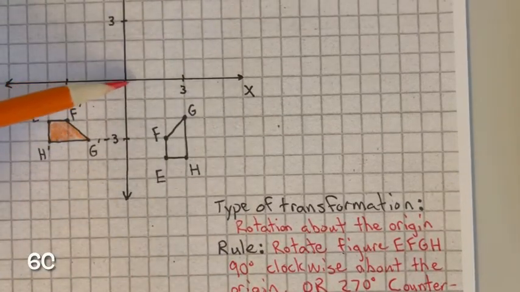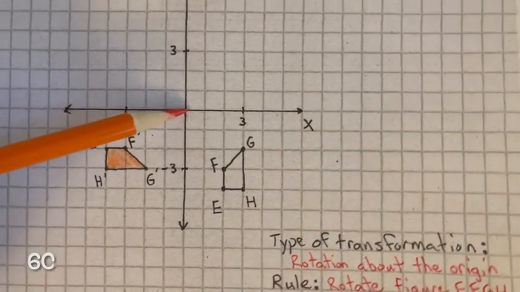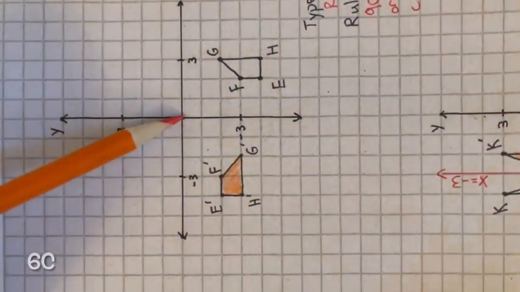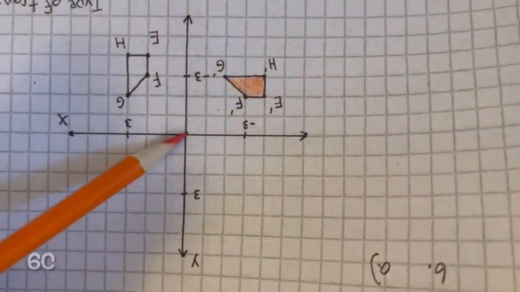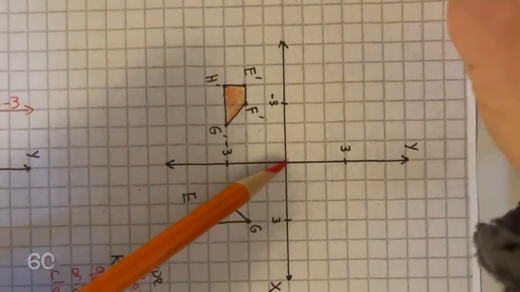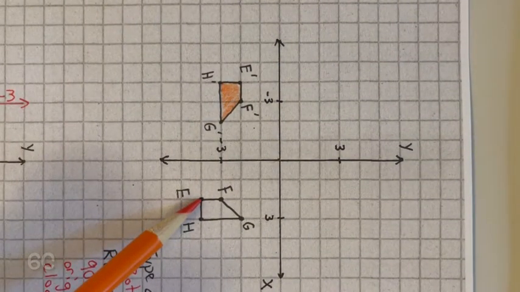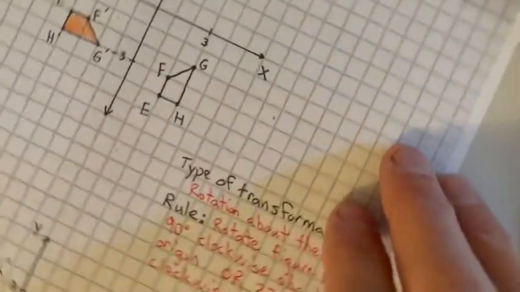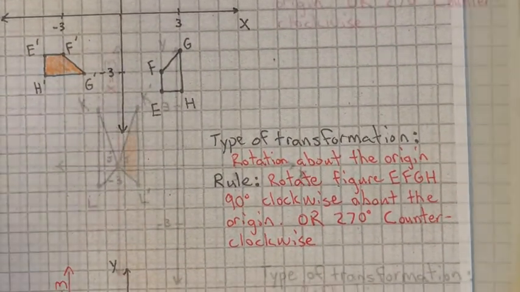Or I could do 270 degrees counterclockwise to the left. There's 90 degrees, 180 degrees, one more turn, 270 degrees, and there I would get my image. So either 90 degrees clockwise or 270 degrees counterclockwise would be the rule.